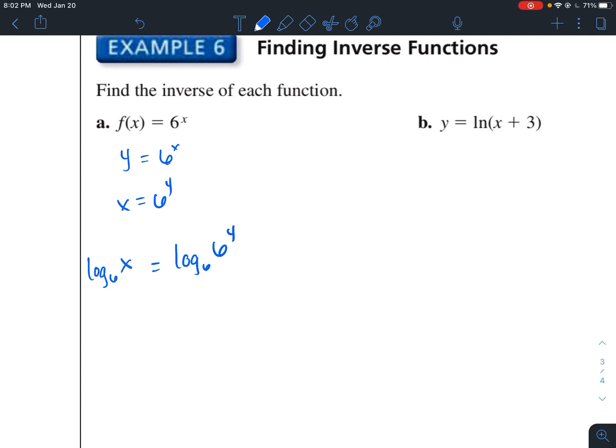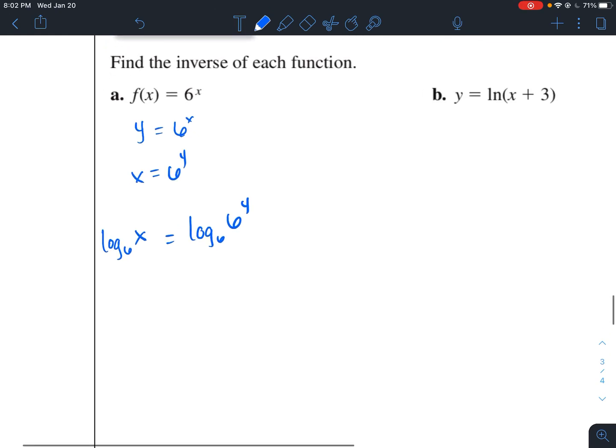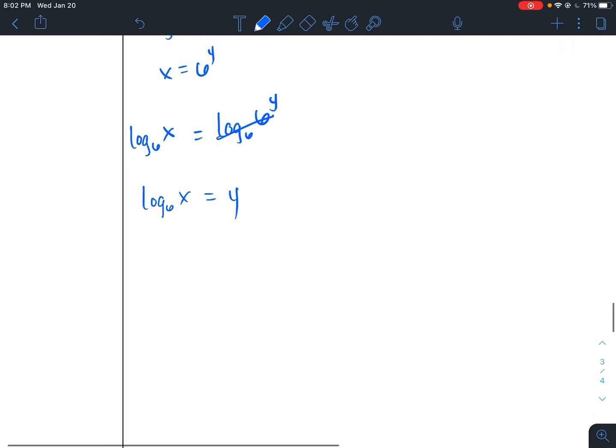So the log base 6 is basically what I'm doing to both sides. I'm taking the log base 6 of both sides. Which is good because here I have a matching base, and I'm taking log base 6 of 6, which are inverses of each other, so they cancel. So on the right side, I have y, and on the left, log base 6 of x. And there you go. We got y by itself, so the inverse function is g of x is equal to log base 6 of x.